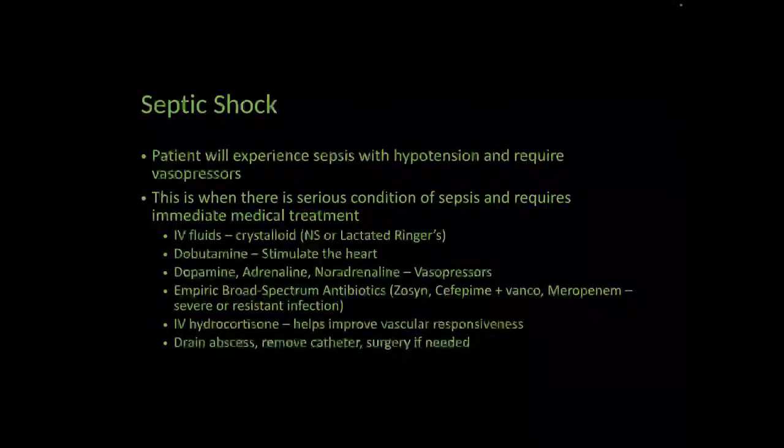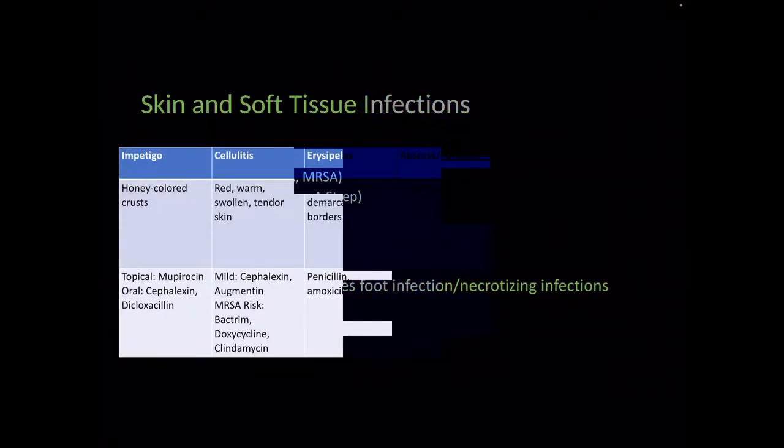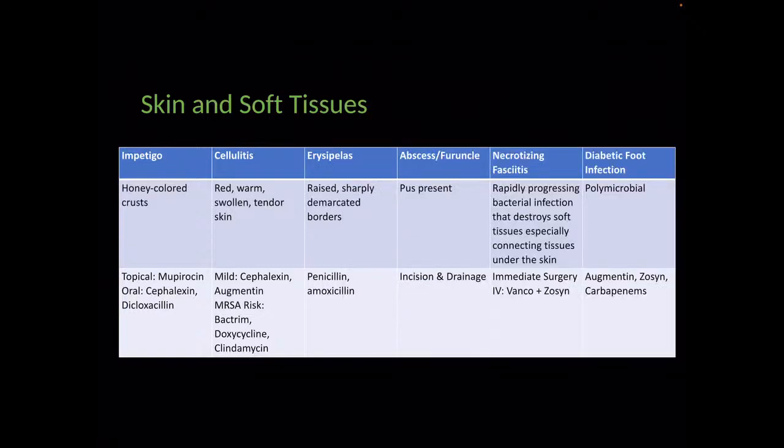So just understand that. And then some of the empiric broad spectrum antibiotics like Zosyn, seen in diabetic foot infection, necrotizing infections, skin and soft tissues. This is just a description of what it would look like if the patient was experiencing any of these.